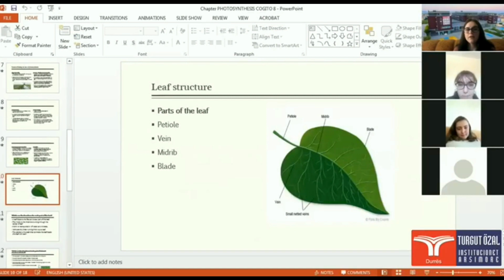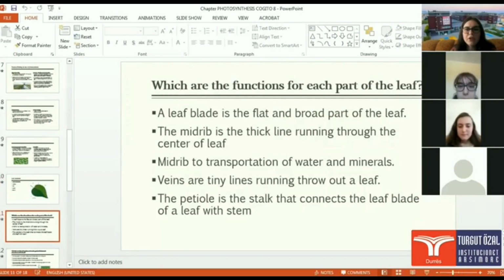Now, Gentiana, let's remember together the leaf structure. Firstly, the external leaf structure, that is the parts of the leaf, which are petiole, vein, midrib, and blade. Now, let's remember the function of each one. For example, what is the function of the blade? The blade is the flat and broad part of the leaf. The midrib is the thick line running through the center of a leaf.